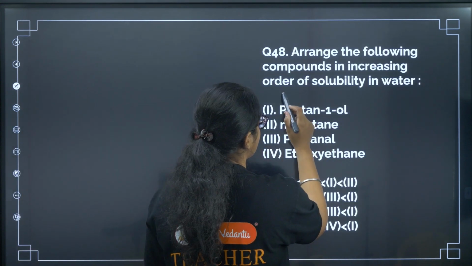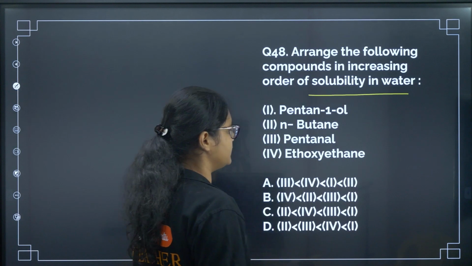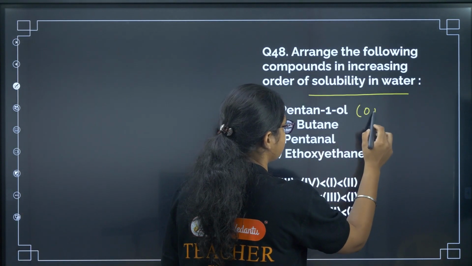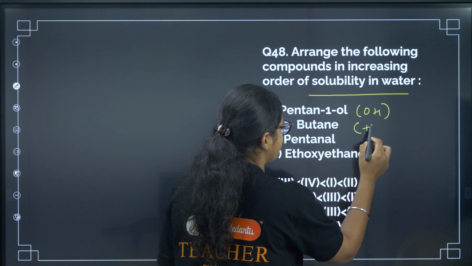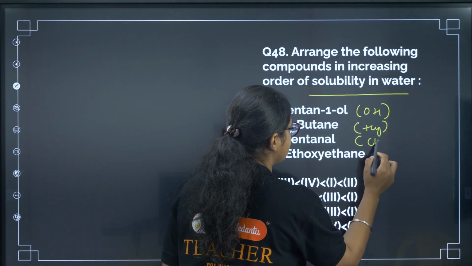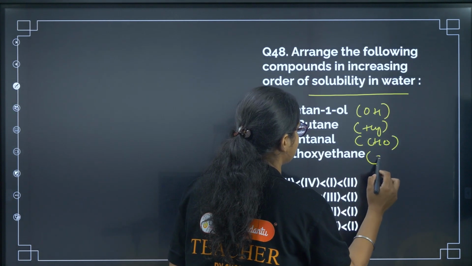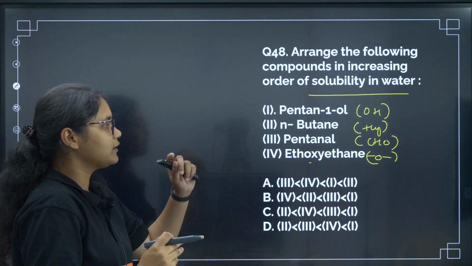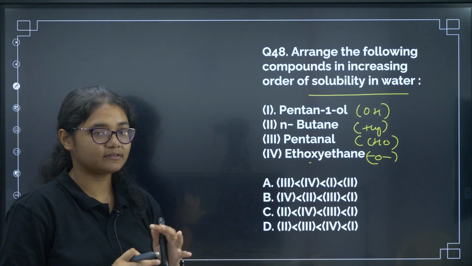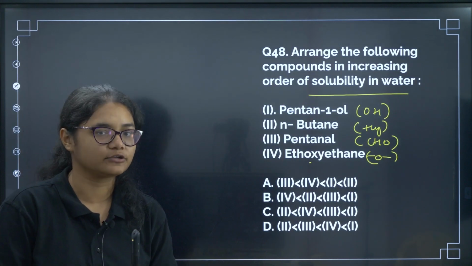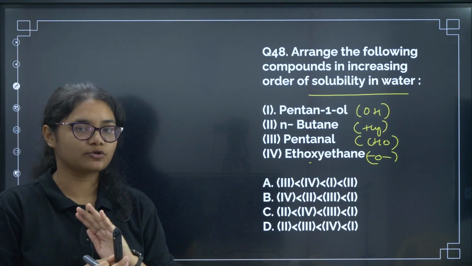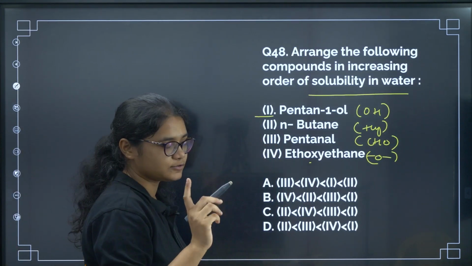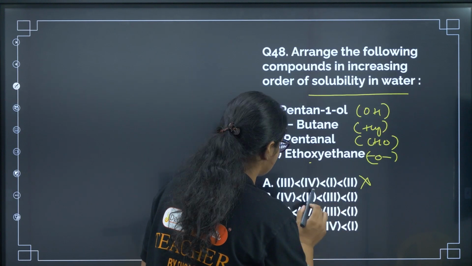Arrange the following compounds in the increasing order of solubility. Okay, so we have 4 types of compounds. This is one alcoholic functional group, this is normal hydrocarbon, this is aldehyde group, and here we have ether group, ethoxyethane. If you remember, the alcohol groups have the tendency to form stronger hydrogen bonding, so they will be more soluble in water. So definitely first will be the one which is highly soluble. So we can eliminate option A.